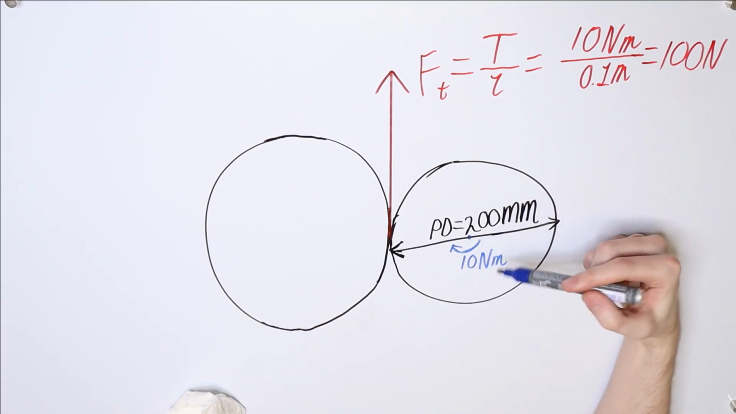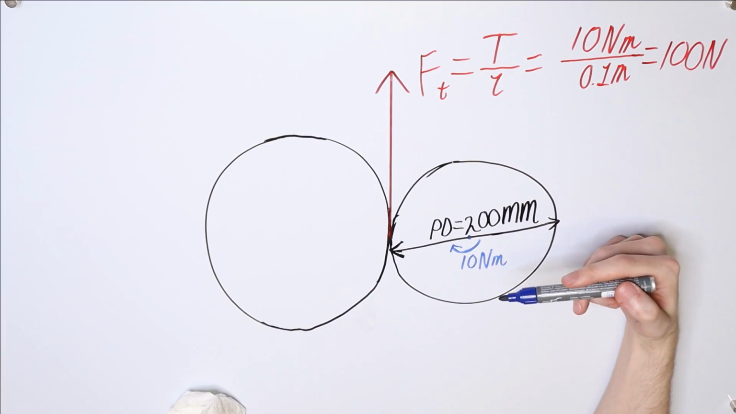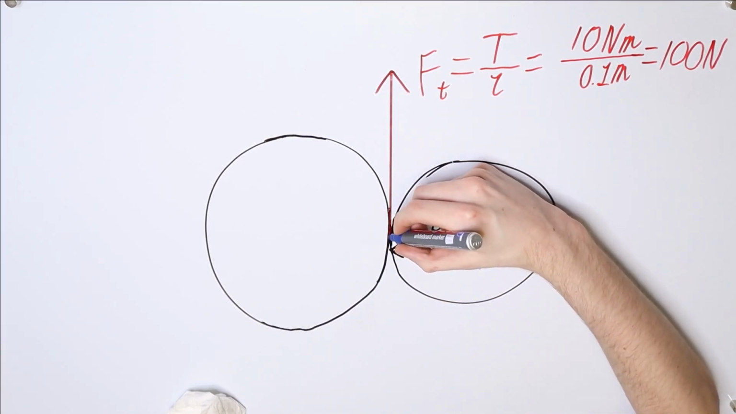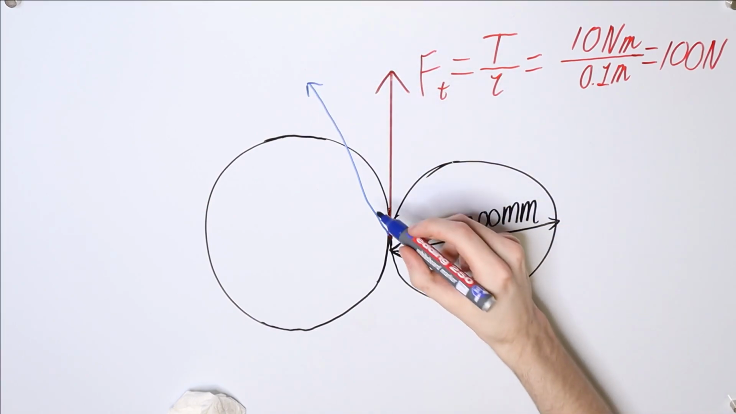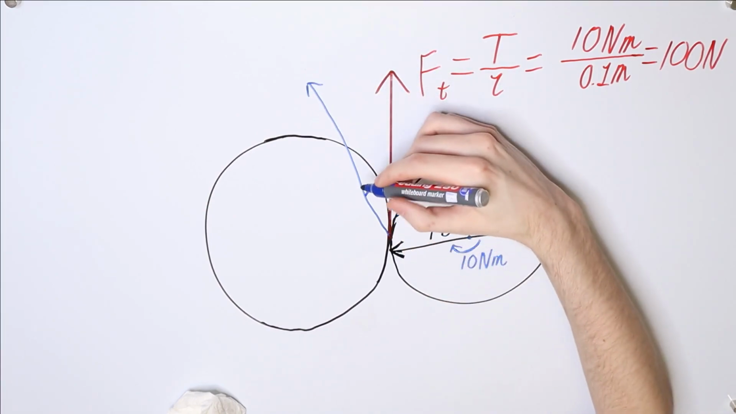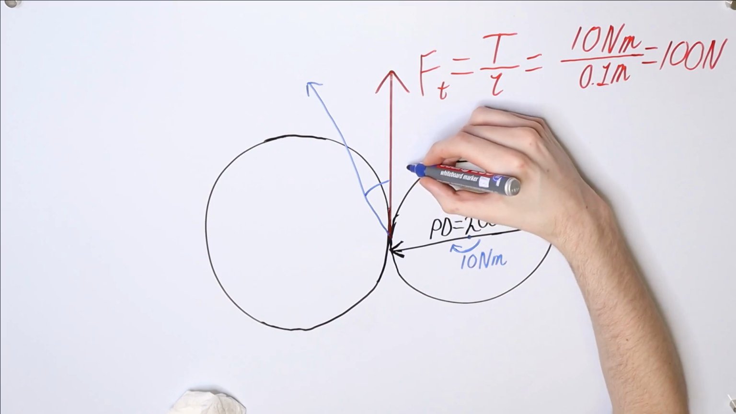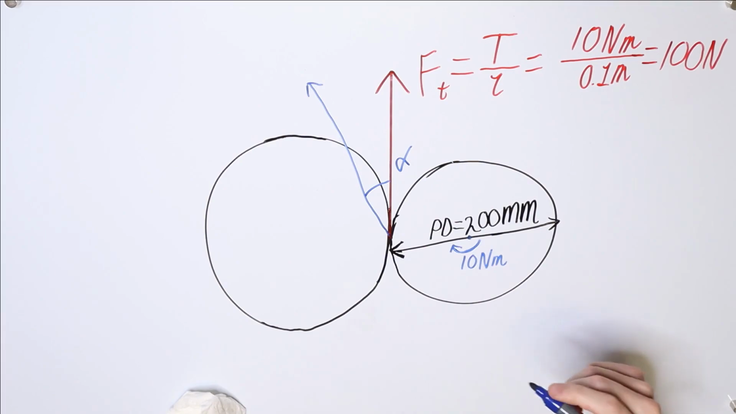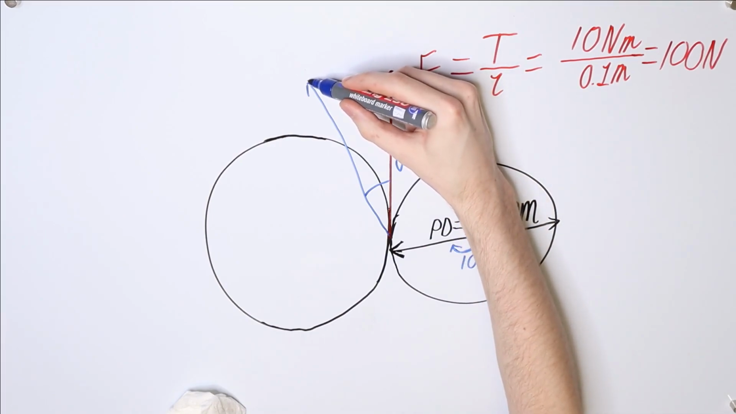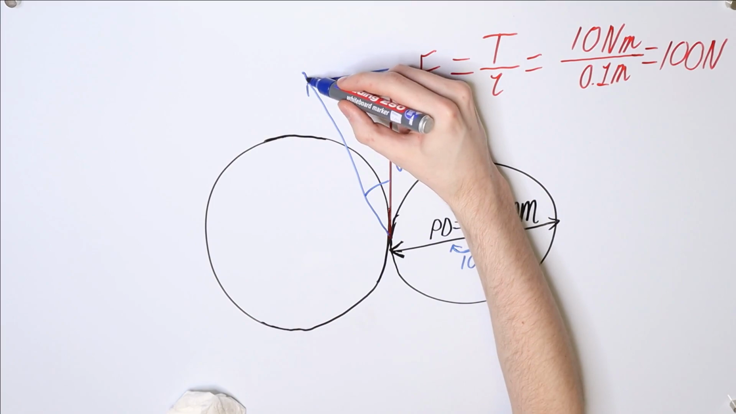But this is not actually the force that these two gears exert on each other. The real force actually points this way. And the angle between these two forces is now equal to the pressure angle. And this leads to a very unfortunate side effect, which is that there is an additional force here that points this way.